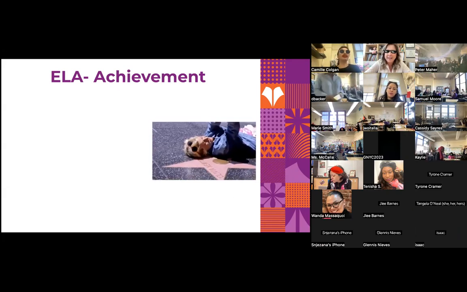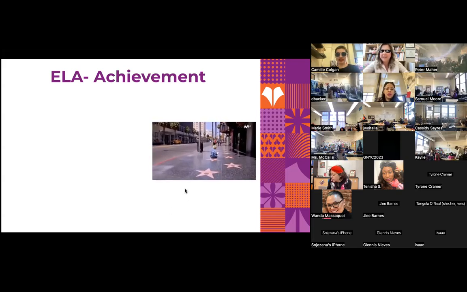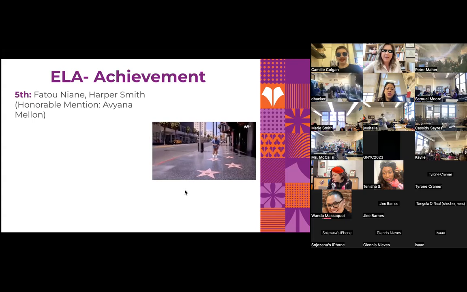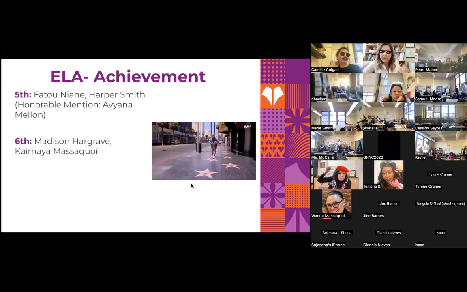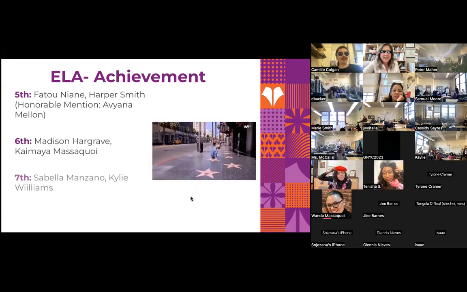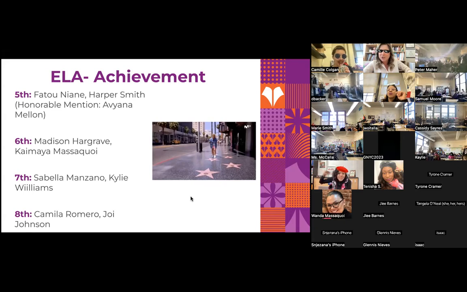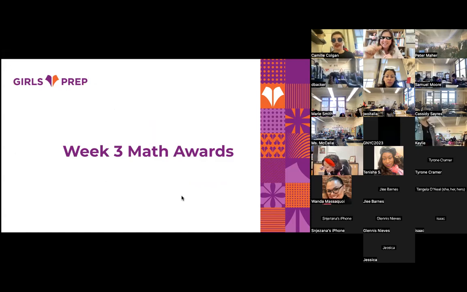Congratulations. For achievement in ELA, being the highest absolute performance. Drum roll, please. We've got in 5th grade, Fatu and Harper, honorable mention, Aviana. 6th grade, we've got Madison and Kamaya. In 7th, we have Sabella and Kylie. 8th, we've got Camilla and Joy Johnson. Woo! We should definitely see some cheering. Congratulations to our highest achievers who are going on the Hall of Fame in the 1st floor.